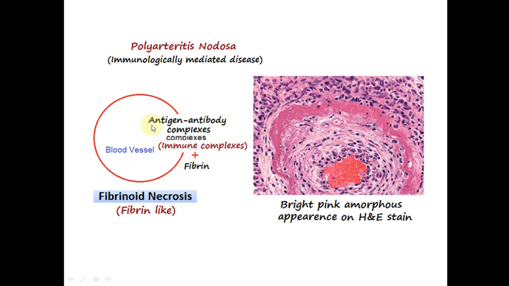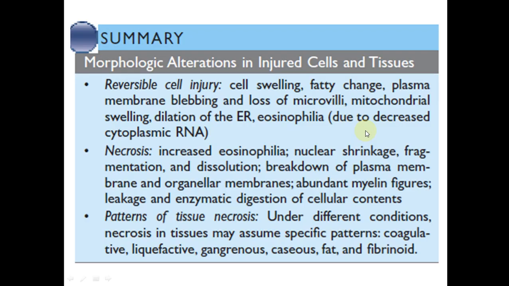Now when these immune complexes combine with the fibrin, this whole structure will give a fibrin-like appearance, which is known as fibrinoid necrosis, and usually it appears as bright pink amorphous material when we treat the tissue with hematoxylin and eosin stain during tissue processing.